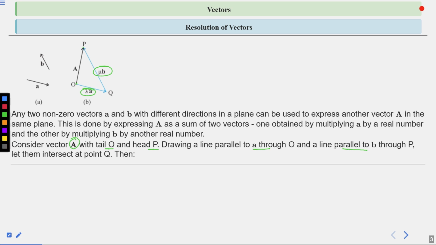Now one more question: why do we resolve vectors? We resolve vectors to make calculations easier. Many physics problems involve vectors acting at angles. By resolving them into components, we can use simple algebra instead of trigonometry or vector algebra to solve the problem.